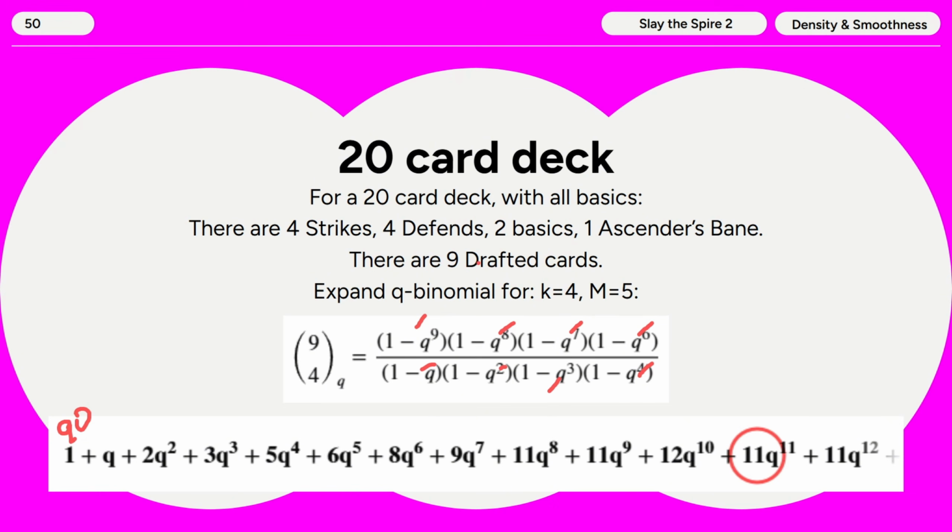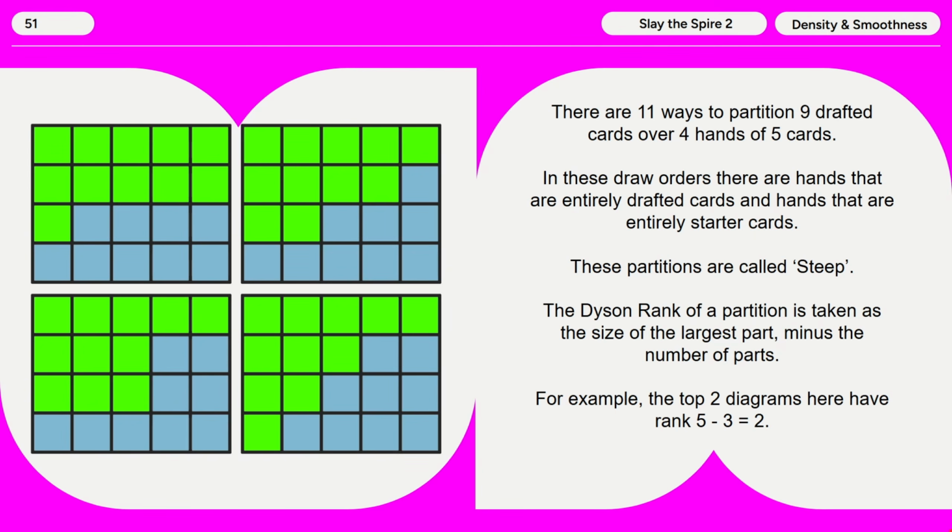But what do we say? We have 9 drafted cards. So we take the 9th coefficient, and the 9th coefficient is 11. And what this number means is that there are 11 ways to permute 9 cards through a 20 card deck. And so now that we know that there are 11, we can just describe them all. There are 11 ways to partition 9 drafted cards over 4 hands and 5 cards.